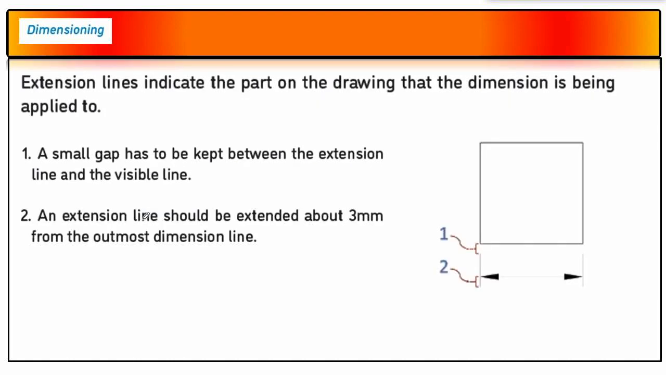Next, extension lines indicate the part of the drawing that the dimension is being applied to. As you can see in the picture on the right, you'll be able to identify number 1 and number 2. Number 1, a small gap has to be kept between the extension line and the visible line. So there has to be some kind of small gap. As you can see here, there's a gap here and there's a gap right here. Moving on to number 2, an extension line should be extended about 3 millimeters from the utmost dimension line. So here is an example that shows that exact case.